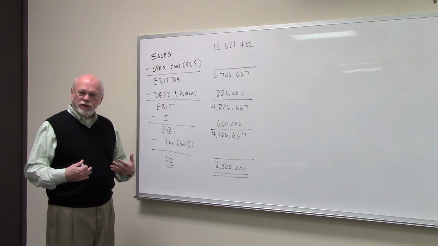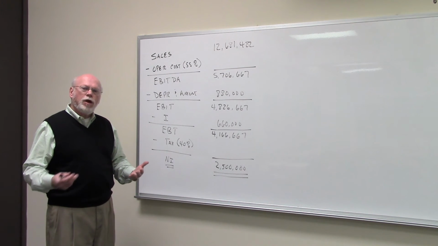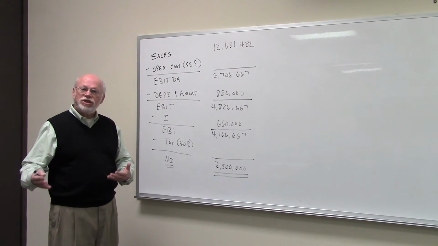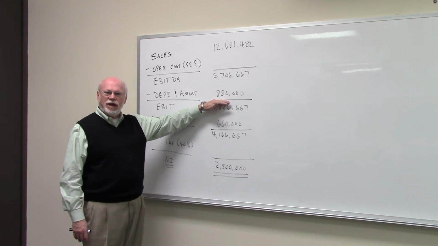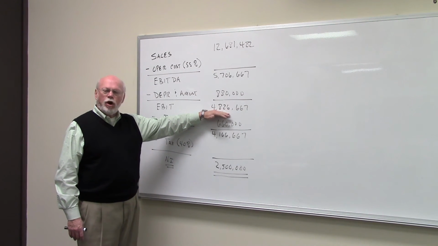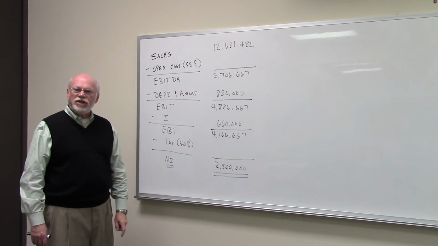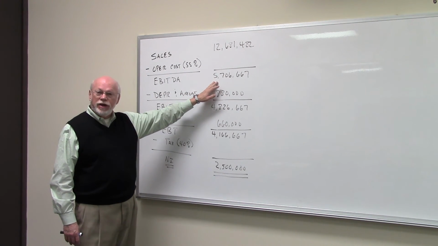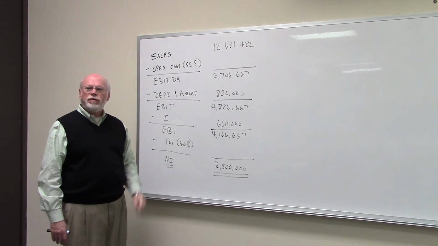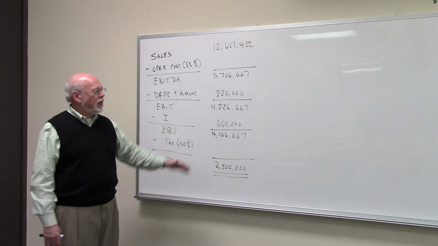They also expect depreciation and amortization to increase by 10% if we go to this higher level of activities. The old level of depreciation and amortization was $800,000. Multiply that by 1.10, 1 plus the growth rate, and you get $880,000. If we take EBIT and add to it depreciation and amortization, we get what's called EBITDA, which stands for earnings before interest, taxes, depreciation, and amortization. And that gets us $5,706,667.